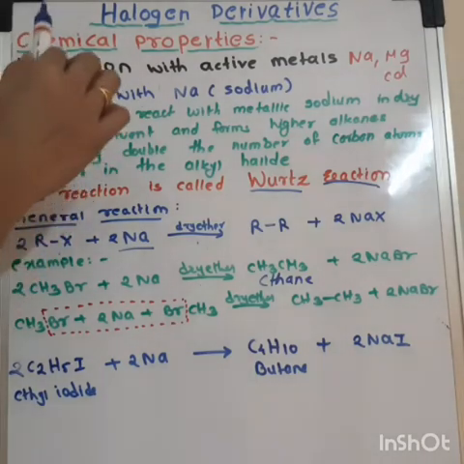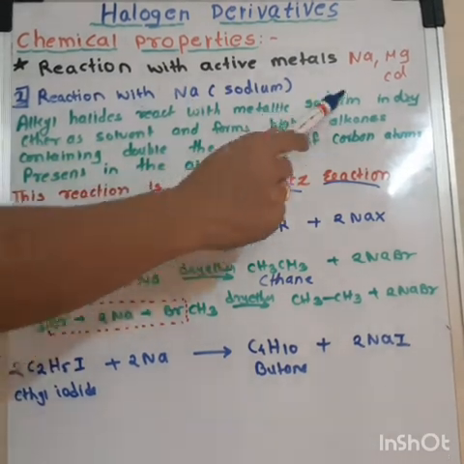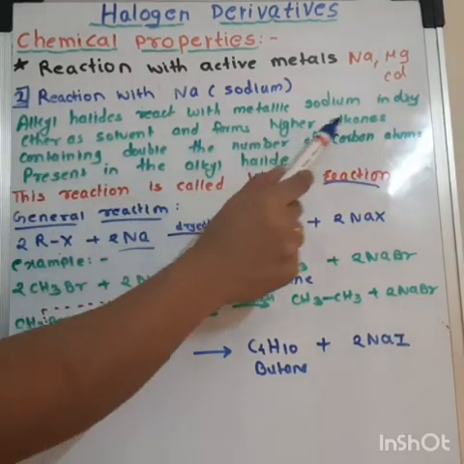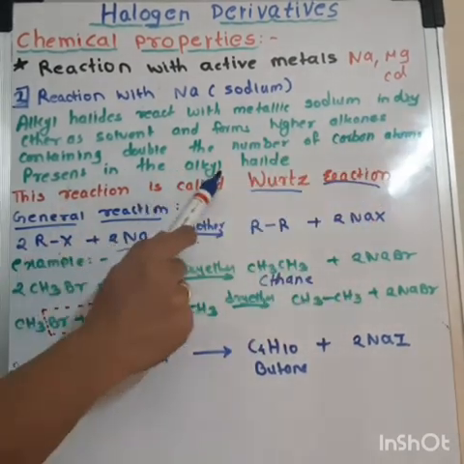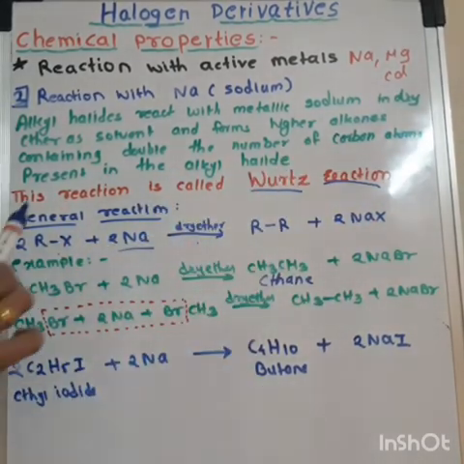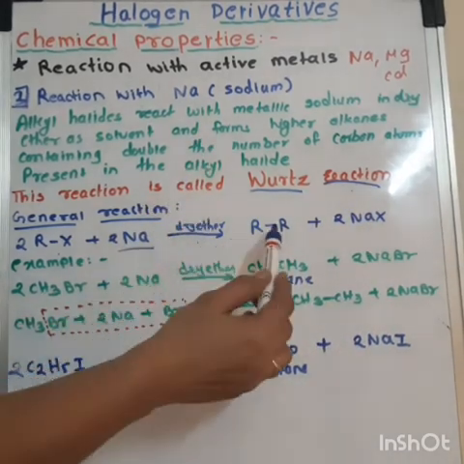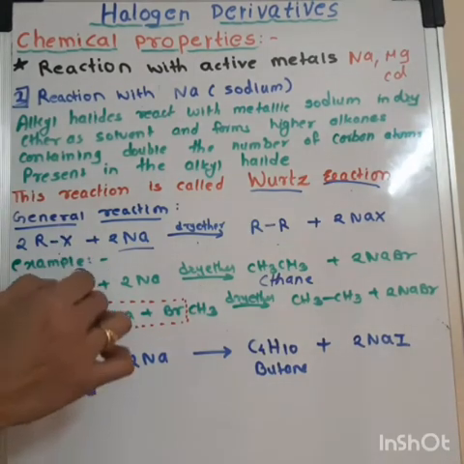Let us see the next reaction with active metals, that is reaction with sodium. Alkyl halides react with metallic sodium in dry ether as a solvent and form higher alkanes containing double the number of carbon atoms present in the alkyl halide. This reaction is called the Wurtz reaction. In this reaction we get higher alkanes. So this is a very important reaction. Let's see the general reaction.